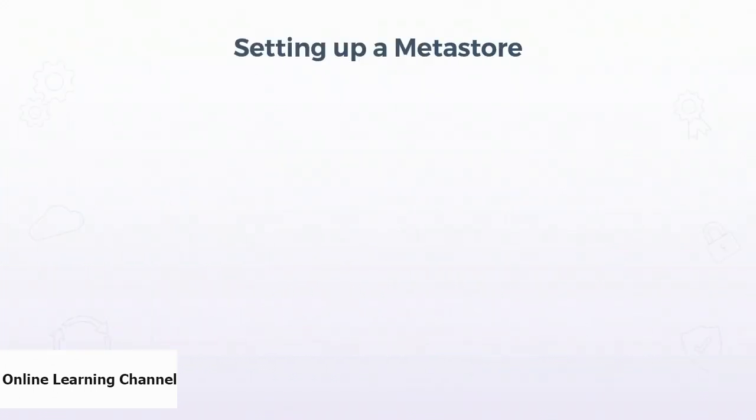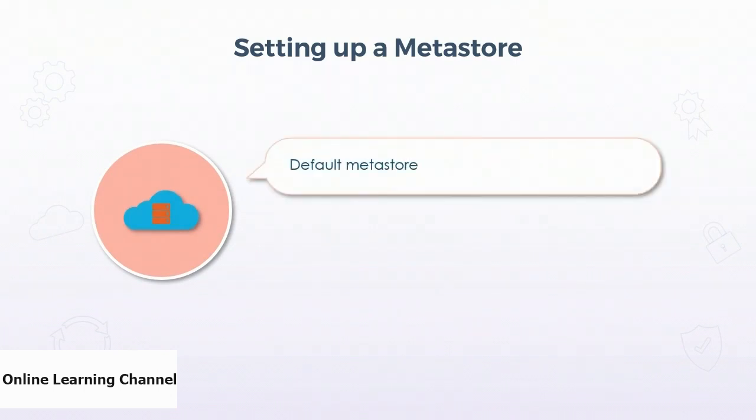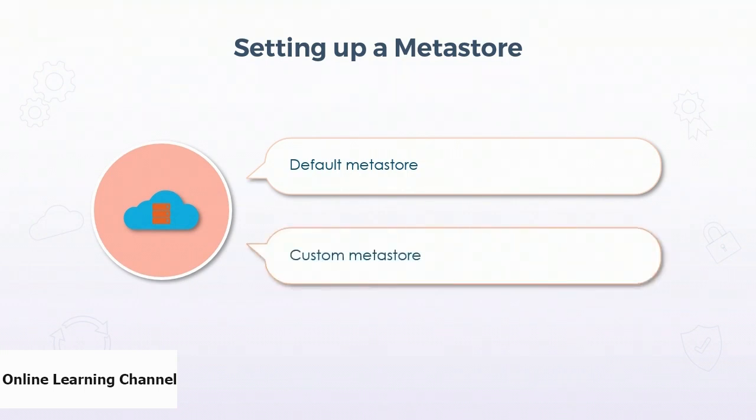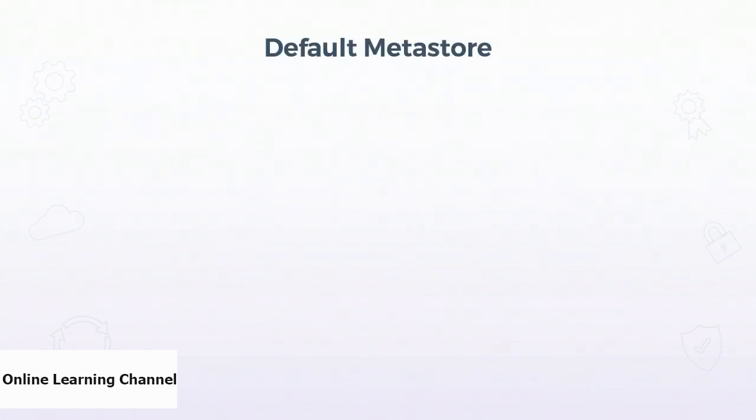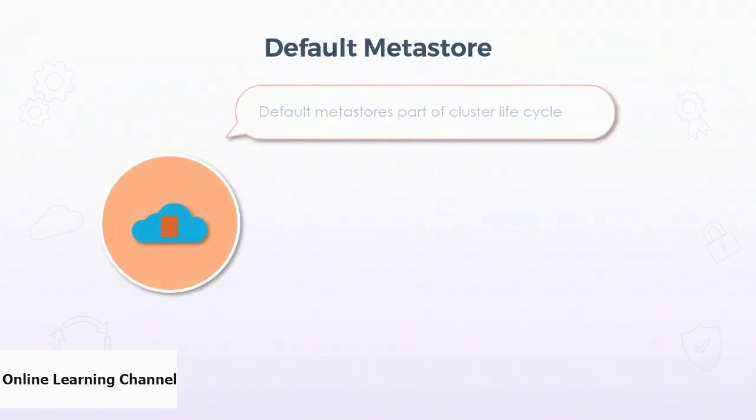There are two options for setting up a Hive external metastore. The default Metastore is created and managed automatically with the Hive database, and a custom Metastore is defined and managed by the operator setting it up, independently of the Hive database. We'll look at how these work in more detail in the following slides. First, let's look at the default Metastore.